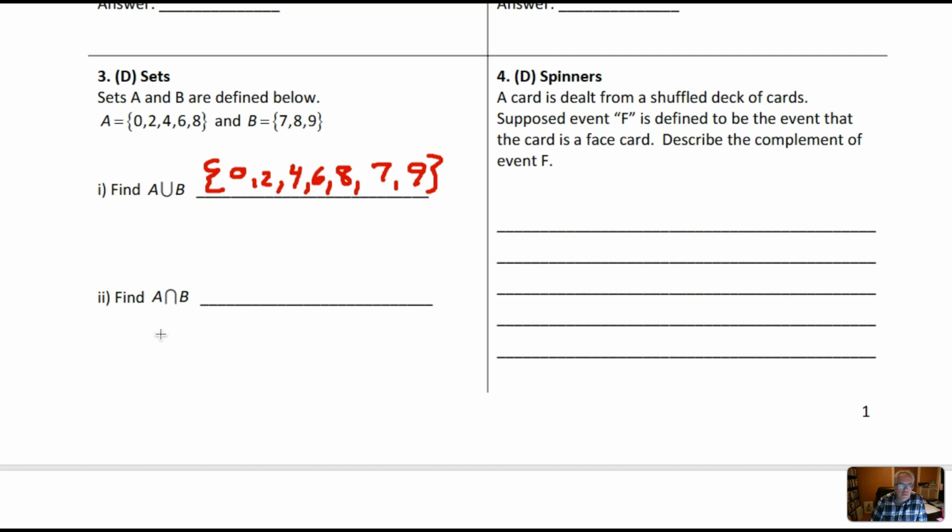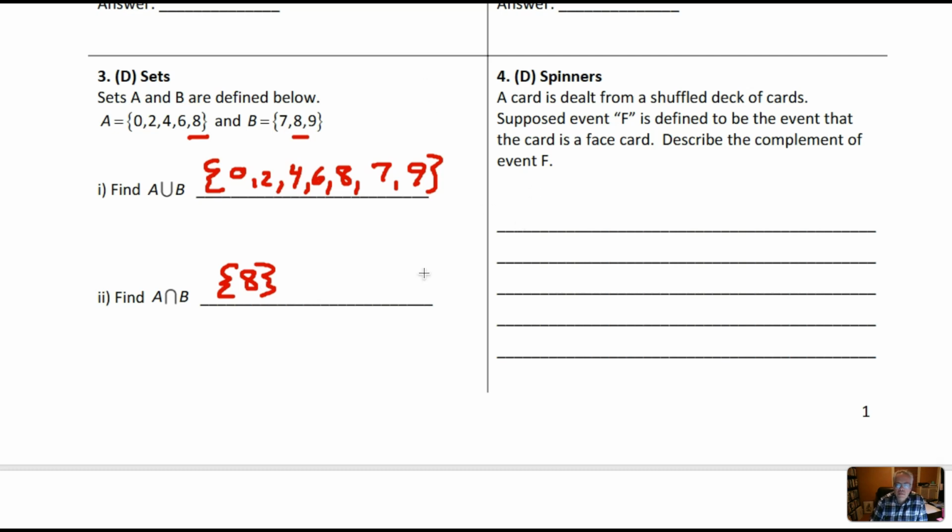All right, this one we're finding the intersection of A and B. That's the set of everything that's in both sets, that are in set A and in set B. The only number that's in both sets is 8. So we're going to just have a set with the number 8.